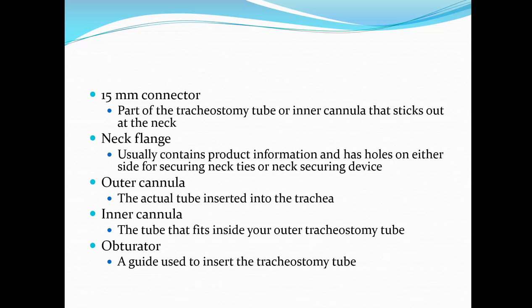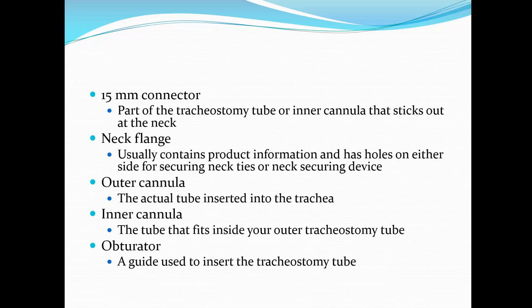The outer cannula is the actual tube that's inserted into the trachea. So that one will stay in. We won't be removing that one in and out, but there is a cannula that goes in through that. And that is what fits inside the outer tracheostomy tube. And that's what we take out and clean when we do our tracheostomy care.